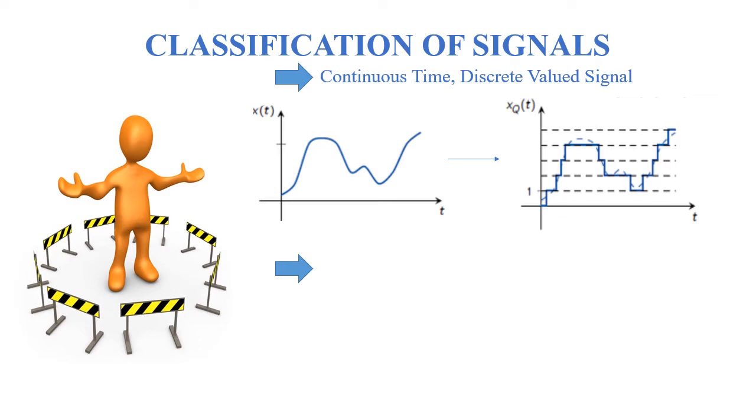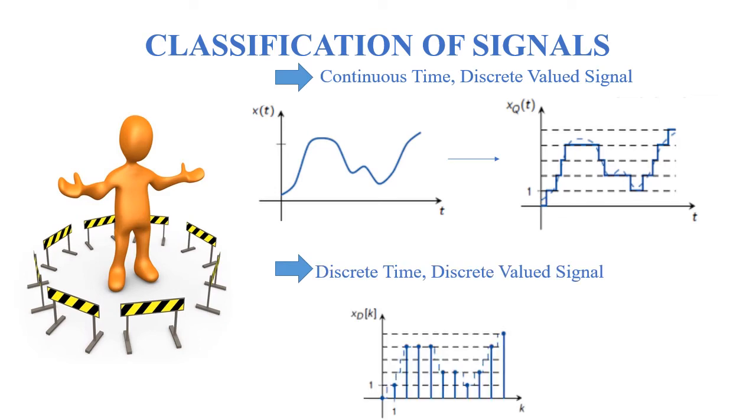The last category is the discrete time, discrete valued signal. Here is another example of a discrete time, discrete valued signal. Here both the x-axis and the y-axis are defined for a finite set of values. How can I get this signal from the continuous time, discrete valued signal? By the process called quantization. If we round off the amplitude value, it is called quantization.